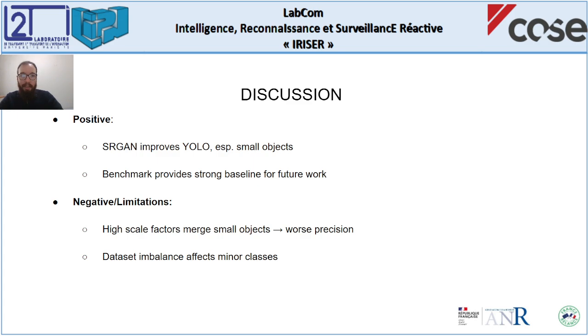The positive points are that SRGAN improves the YOLO, especially for small object detection. We provide a benchmark that is stronger as a baseline for future work. The negative points, or limitations: as I said before, a high scale factor merges small objects, making this type of object worse to detect, and it shows that dataset imbalance affects the recognition of the minority class more.